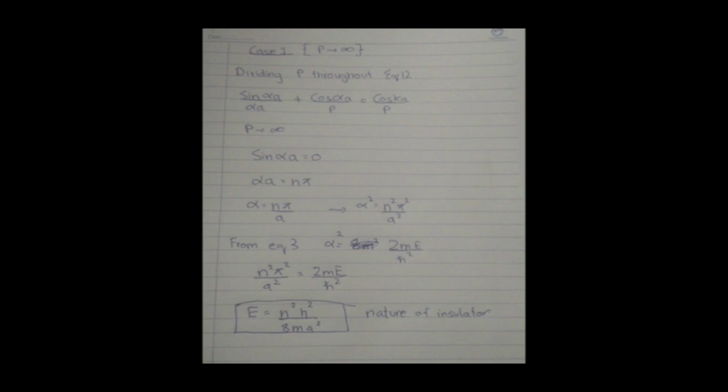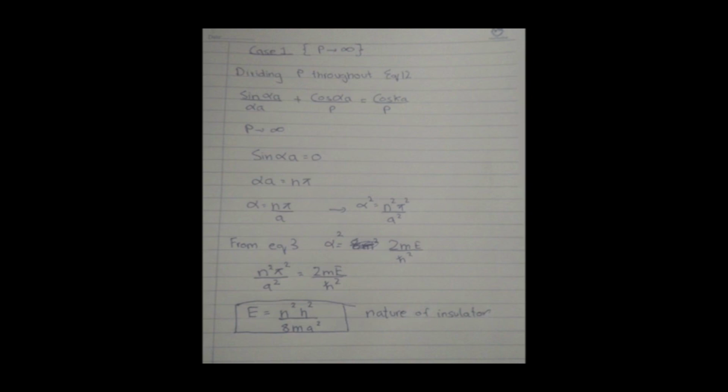Now in quantum mechanics 1 course, we have seen that when sin alpha a is equal to 0, we get alpha a equal to n pi. It is exactly the same as what we did in quantum mechanics 1. From this we can find the values of energy using very simple mathematical substitution. There is nothing complex in it. We get the energy as n square h square over 8 m a square, where n is the order of energy, n can be 1, 2, 3, 4 up to infinity, h is Planck constant, m is the mass of electron and a is the interatomic distance.